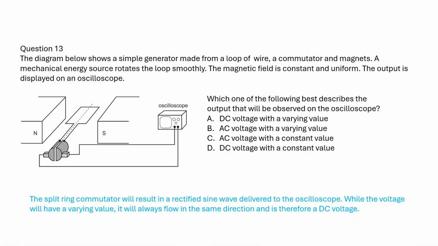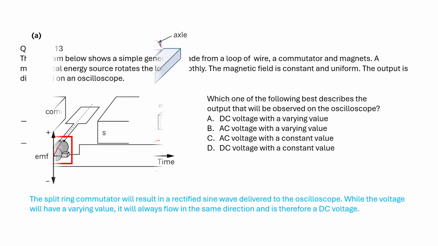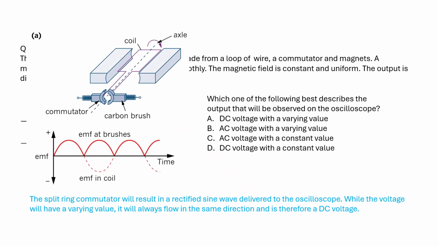The split ring commutator produces a rectified sine wave, which is then delivered to the oscilloscope. Although the voltage value varies, it consistently flows in one direction, thus qualifying it as a DC voltage.